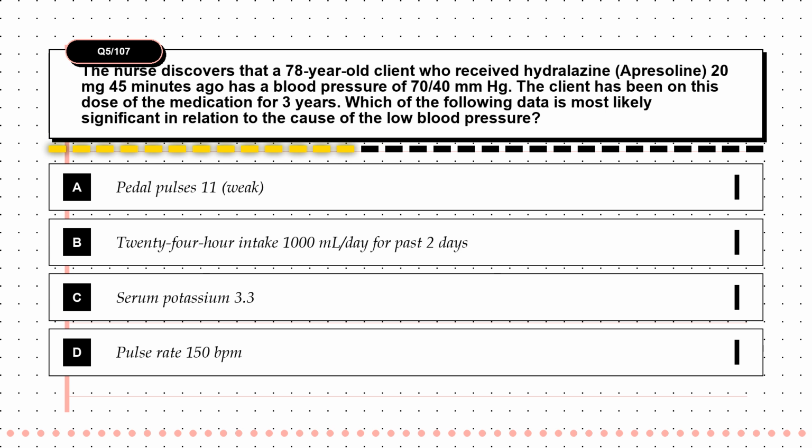Here are the options. Option A. Pedal pulses 1+ weak. Option B. 24-hour intake 1000 ml/day for past 2 days. Option C. Serum potassium 3.3. Option D. Pulse rate 150 bpm.